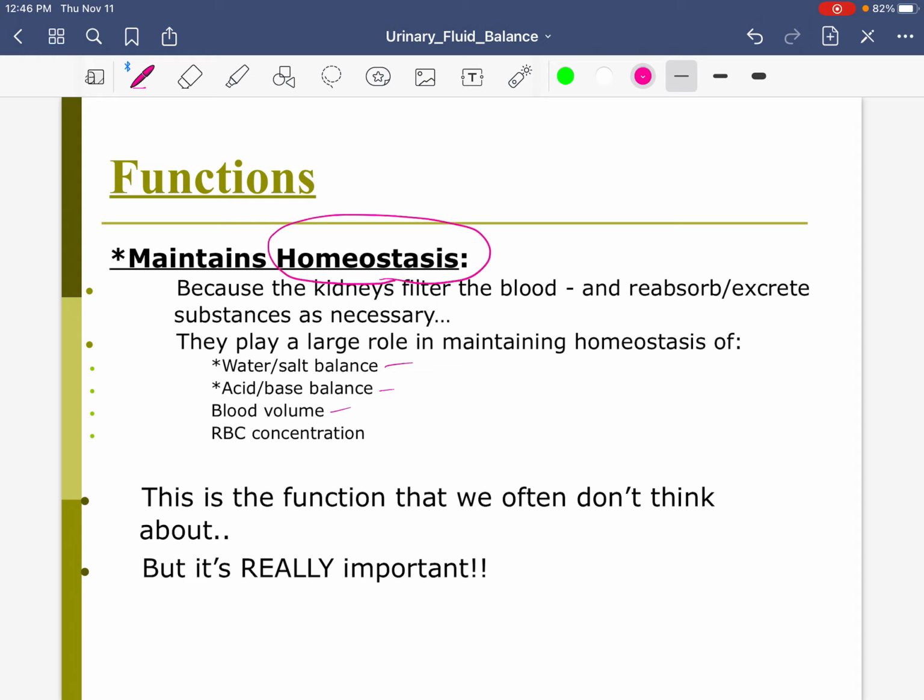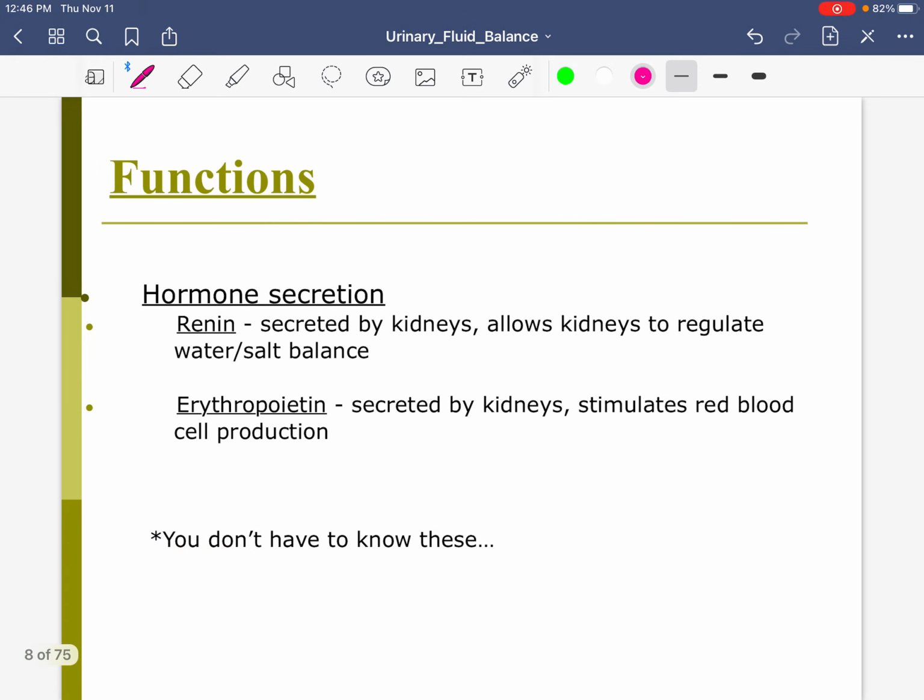Because the kidneys form the urine, the kidneys have the ability to excrete more or less through urine. And because of that, can maintain fluid balance and a whole bunch of balance of other things. So this is maybe a function that people don't think about as much, but it is oh so important.